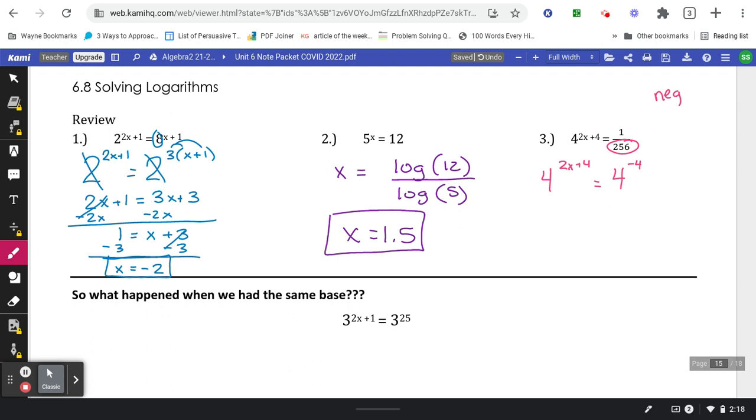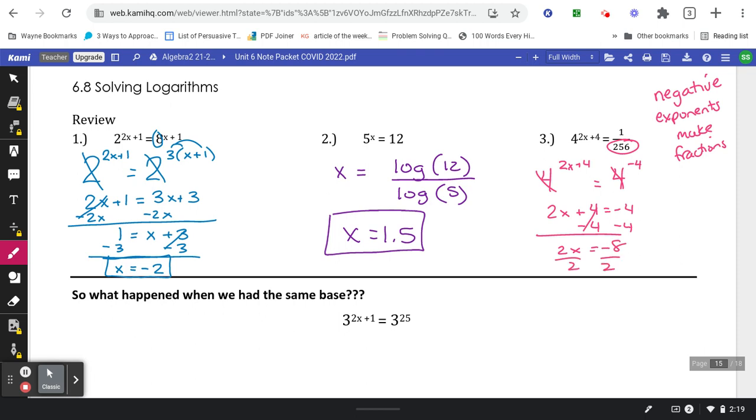So one more time. Negative exponents make fractions. And vice versa. So we had our fraction, we're going to make it a negative exponent. Cancel those. Subtract the 4. And divide by 2.